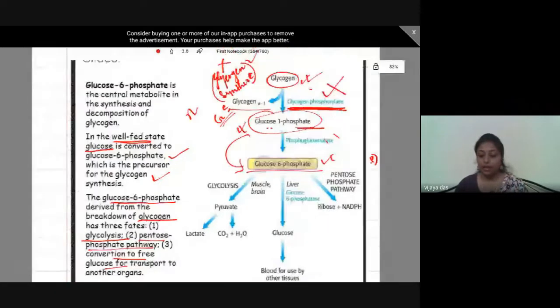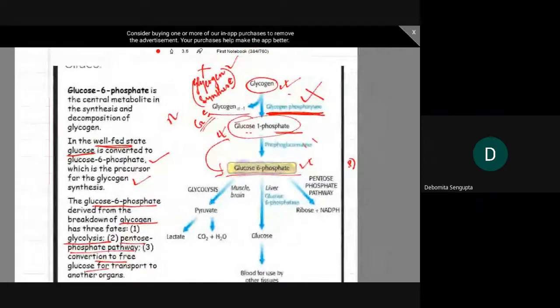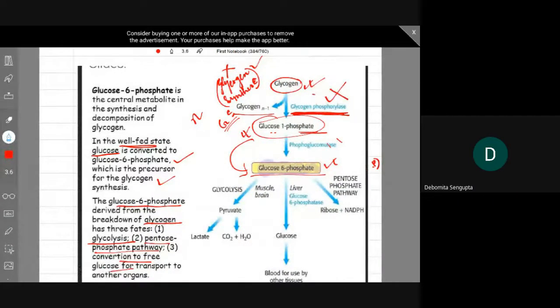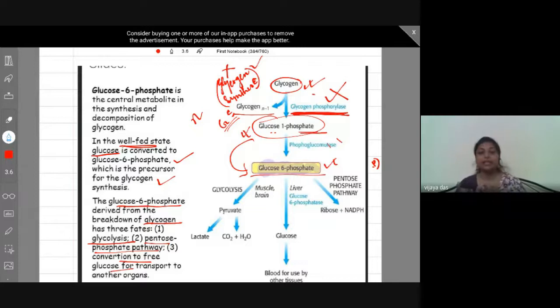Fine. So, ma'am, from glucose we are getting glucose 6-phosphate, and again from glycogen also we are getting glucose 6-phosphate. Yes. See, it is a linkage, like I said, right? This is a link.